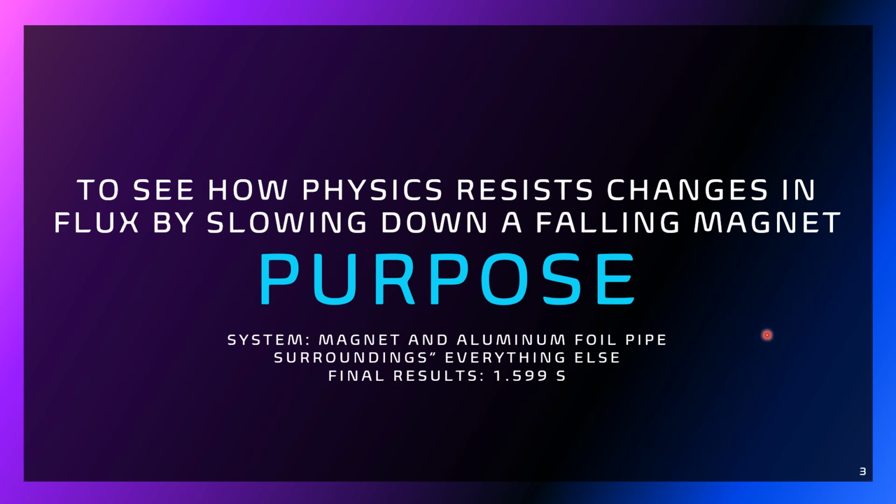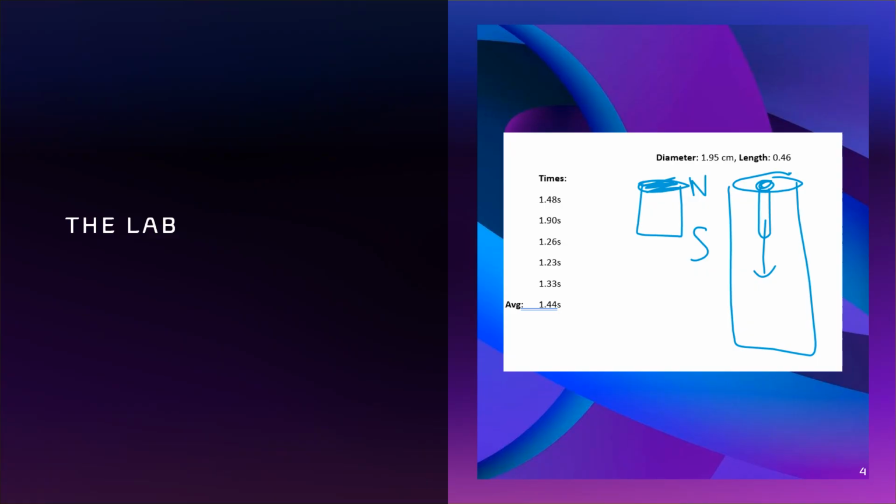So our system is going to be the magnet and aluminum foil pipe, and our surroundings are everything else, and this is our final result, 1.599 seconds. Let's see how accurate that is. So I have a little drawn out of the lab. So this is sort of how we dropped it in. Now, we don't know whether or not it was north and south, but arbitrarily it should be the exact same.